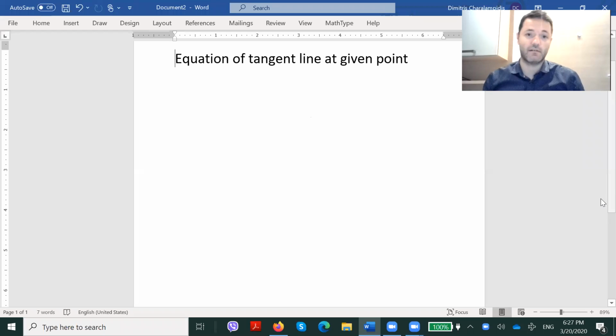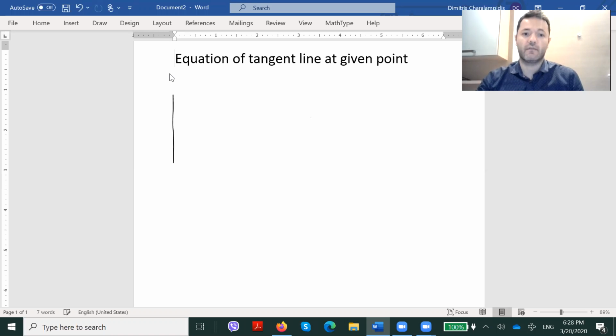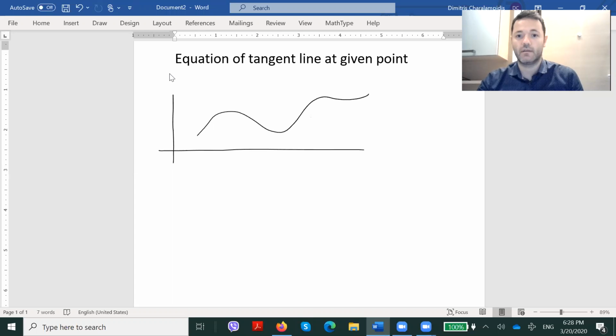I'm a math teacher, and in this video, I will show you how to find the equation of tangent line of a graph of the function f at a given point. To start with, we'll make some drawings to help us. Let's assume that we have the graph of a function f, and let's assume that this one will be the graph of f.